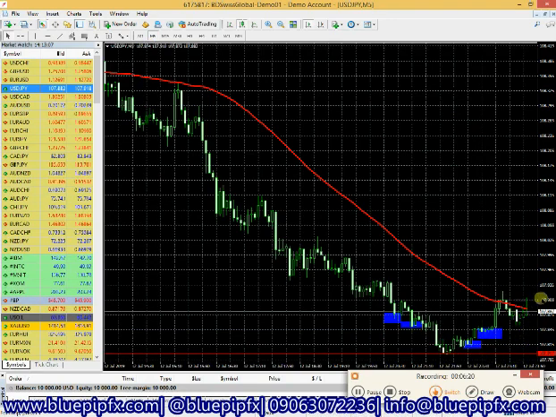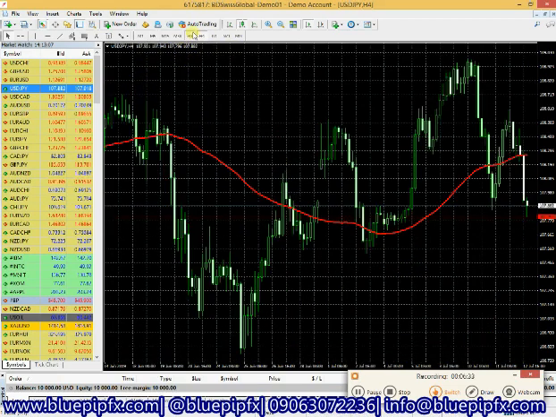So what we're waiting for is price to close below this. Once price closes below this, I'll be taking a sell, and I'll keep selling until price closes above the moving average, of course. Okay, because as price goes down, the moving average is going to be following it.